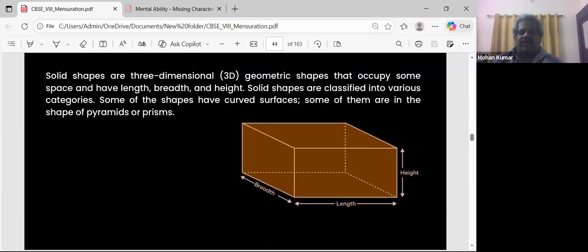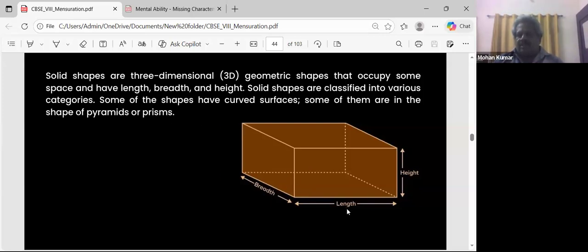Let's come back to the next heading. Solid shapes are three-dimensional geometric shapes that occupy some space and have length, breadth, and height. Solid shapes are classified into various categories. Some of the shapes have curved surfaces. Some of them are in the shape of pyramids or prisms.